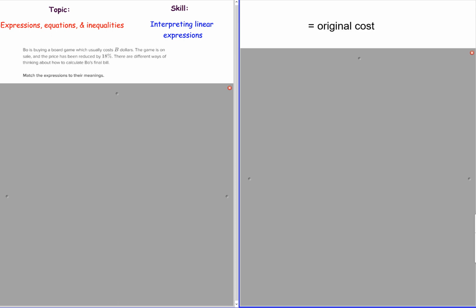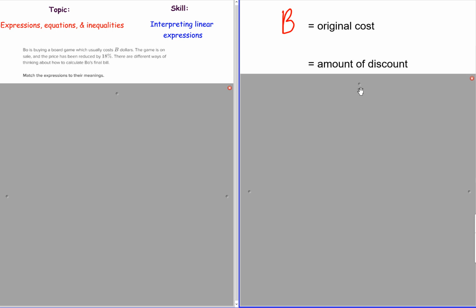For example, the first one. What is the original cost of the board game? Well, given to us, that is B. What is the amount of the discount on the board game? Well, 18% is the discount, but the amount of the discount is really 18% as a decimal times B, right? That's the amount of the discount. For example, if the board game's $100, you take 18% times 100 is $18. That's the dollar amount of the discount.